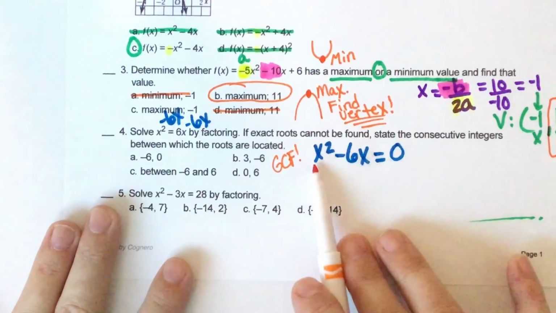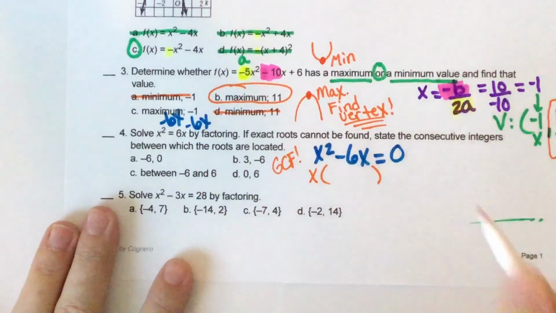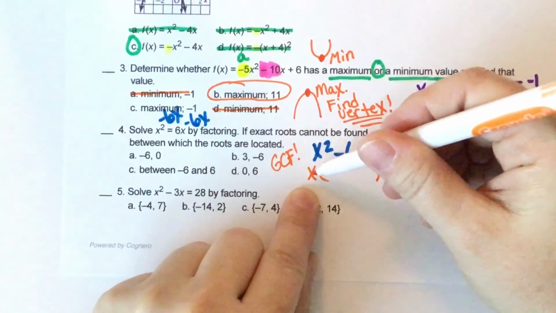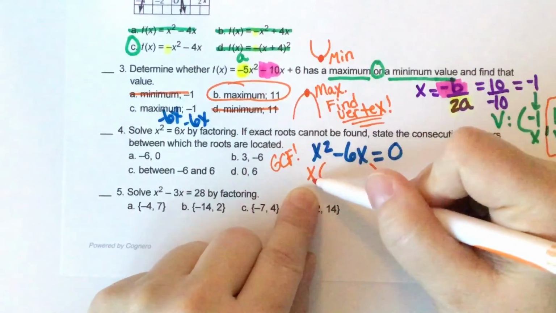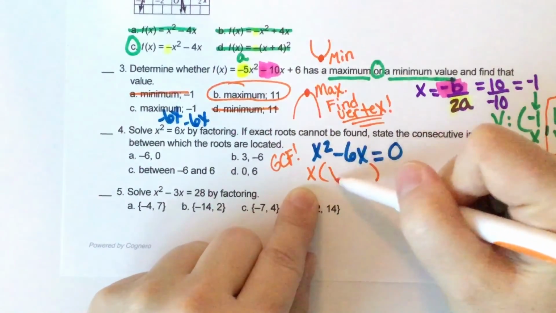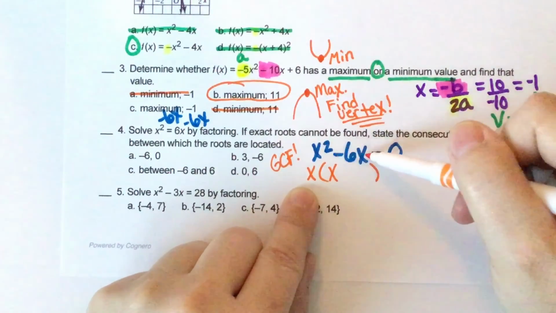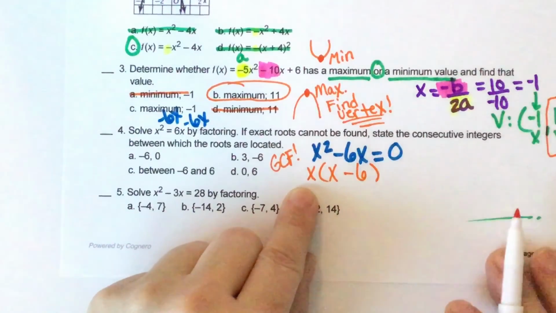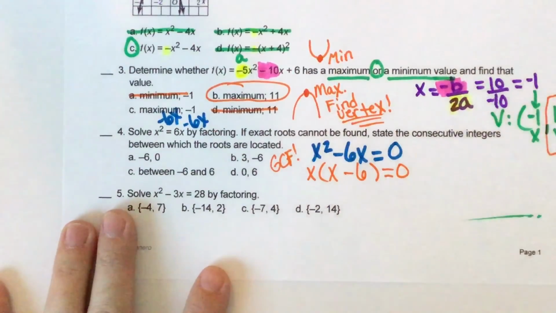Both of these guys have an x. So we need to factor out the GCF, which is an x. So now I need to figure out what goes in here. So when you distribute, you get x squared minus 6x. So x times what makes x squared? Well, x times x makes x squared. And x times what makes negative 6x? Well, x times negative 6 makes negative 6x. And then I'm going to bring down my equal 0.